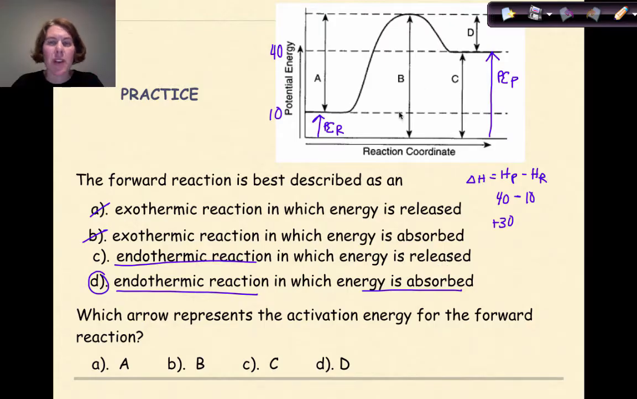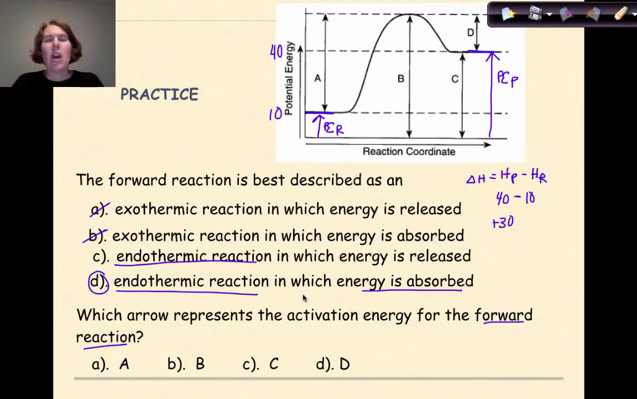And we can see this based off of our diagram. The initial amount of energy of our reactants is low. We add in energy, and the final energy of our products is much, much higher. So we had to absorb energy to get to the products. So this is most definitively an endothermic reaction. Let's look at the other question. Which arrow represents the activation energy for the forward reaction?